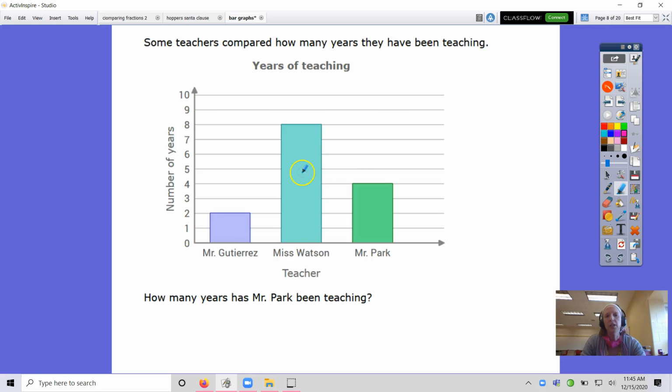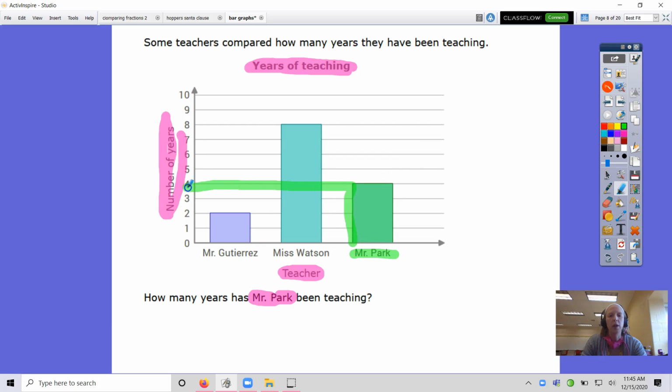Let's look at another graph. This one, the title is Years of Teaching. My label is the name of the teacher, and then I have my numbers going up the side, starting at 0 all the way to 10. So it's asking how many years Mr. Park has been teaching. I'm going to find Mr. Park, and look at what number his bar lines up with, and I will see that he has been teaching for 4 years.